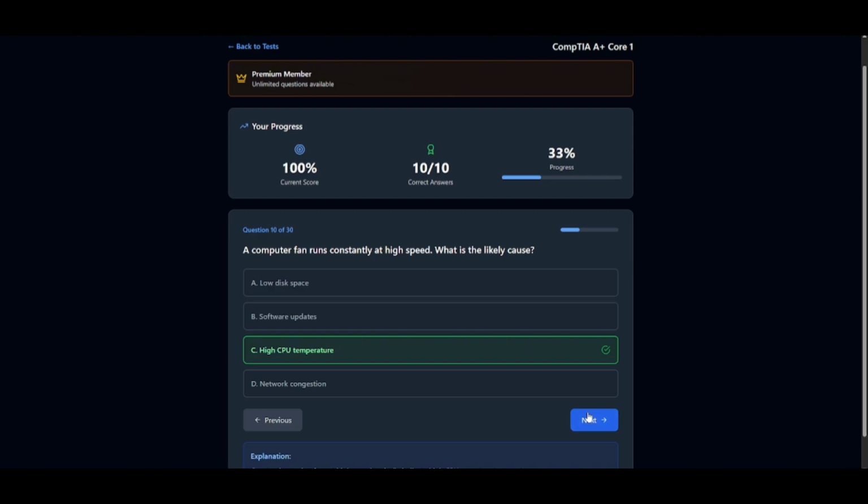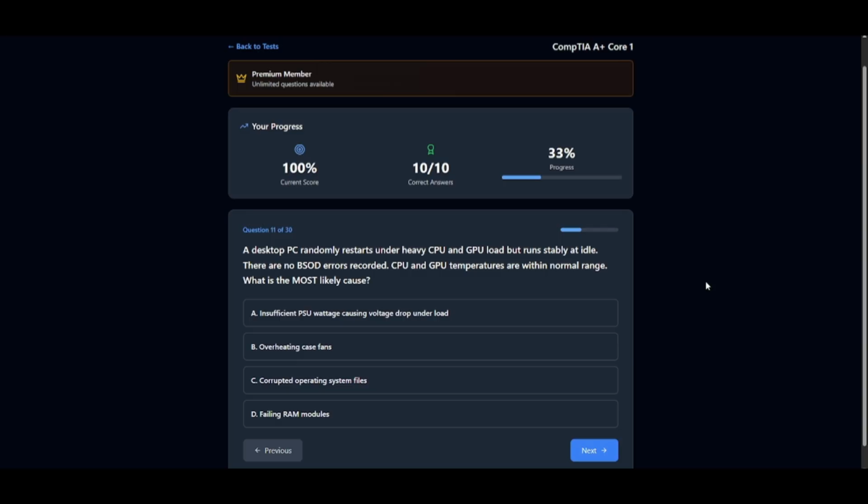Let's move forward. A desktop PC randomly restarts under heavy CPU and GPU load but runs stably at idle. There are no BSOD errors recorded. CPU and GPU temperatures are within normal range. What is the most likely cause? Think about this for a second.